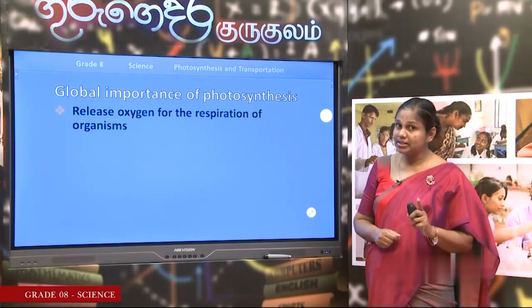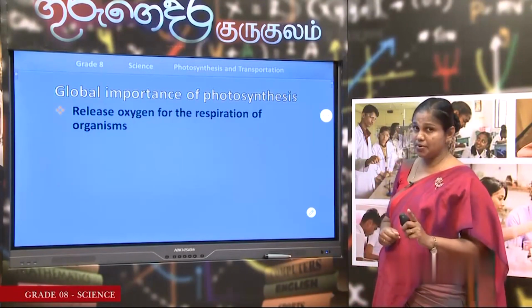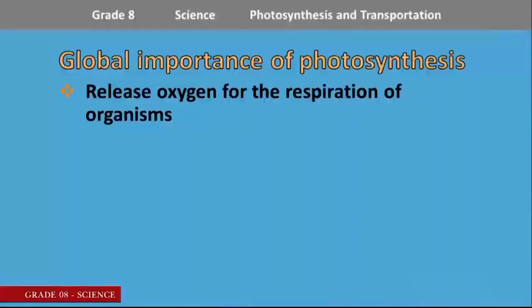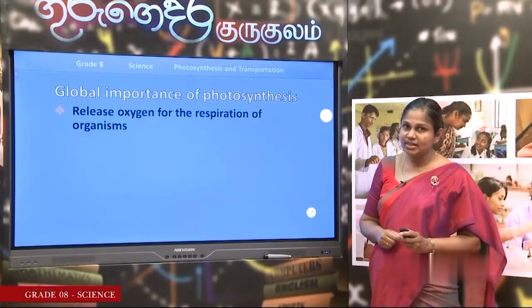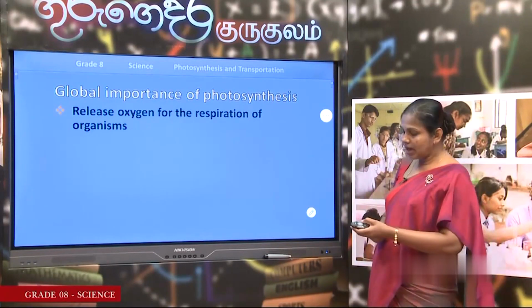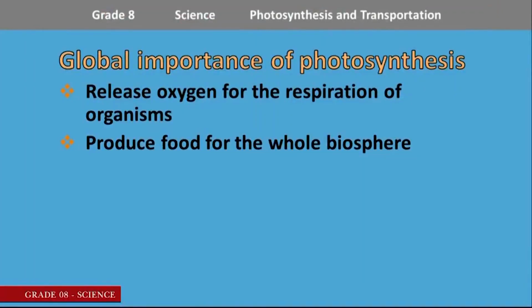As I told you at the start of the lesson, this is a vital process. This is an essential process because of these reasons. First, it releases oxygen for all organisms. It is the gas essential for breathing, for respiration. So, this is the only process that releases oxygen for us to breathe. And the second thing, it produces food for everyone, for all plants and animals, all organisms.